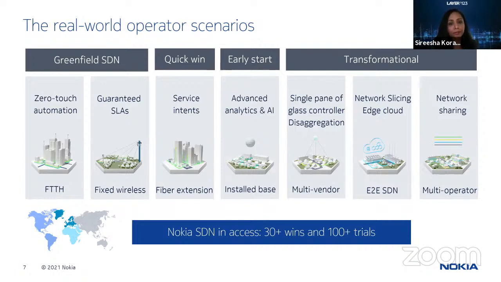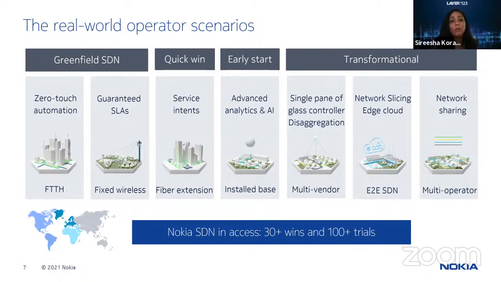The next set of customers that we see are the quick win customers, where they really want to quickly be able to grab a particular market. For example, fiber extension for G.fast. In this particular case, SDN has proven to be really useful because with intent-based networking that we can provide in our SDN controller, we were able to abstract the network complexities and easily integrate into their OSS ecosystem.